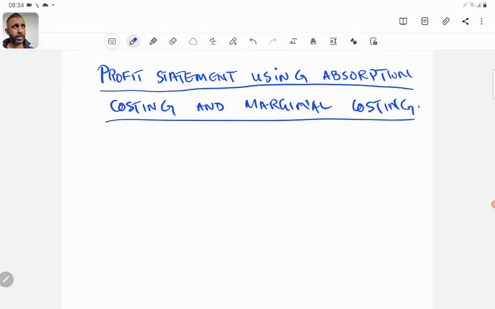This is a bit of a challenging area for students at beginning level who are studying costing. So, I just thought of enlightening the basic concepts behind how we prepare such a profit statement using both methods.